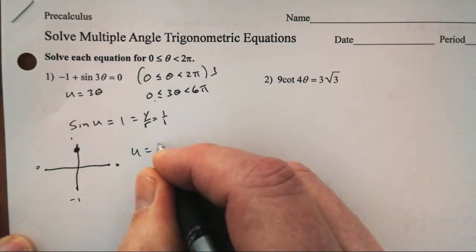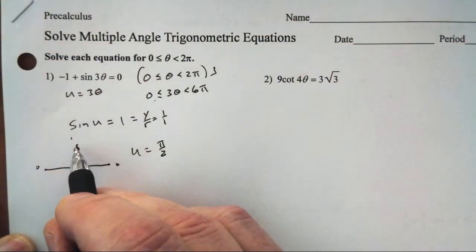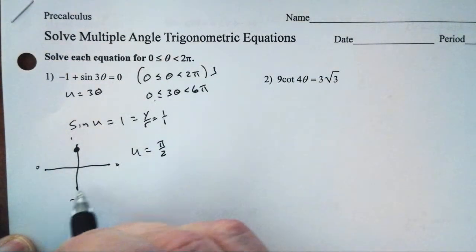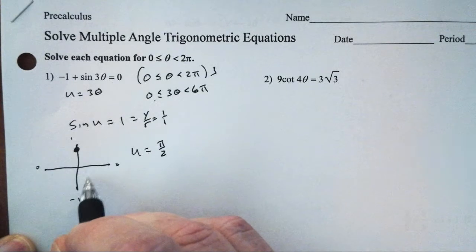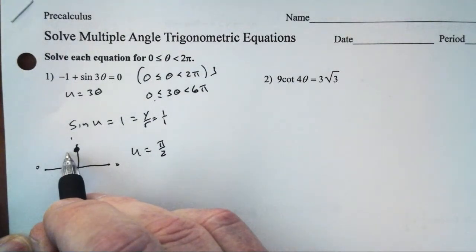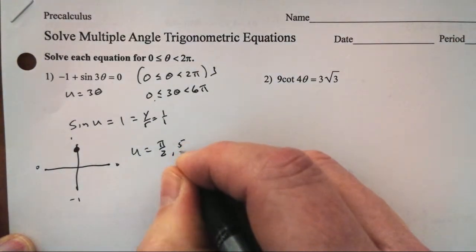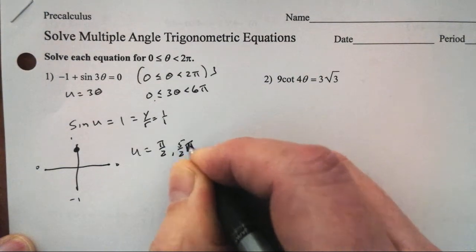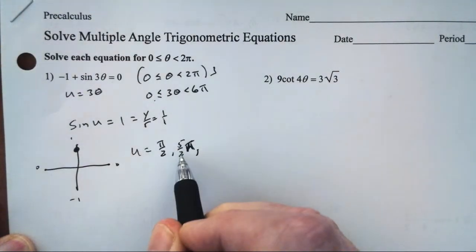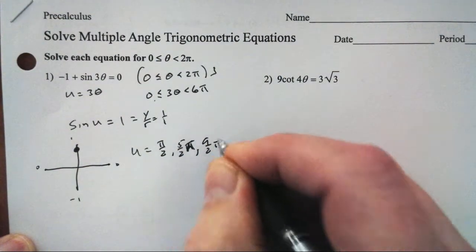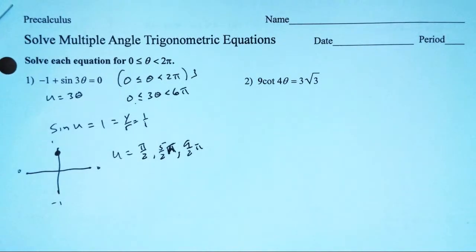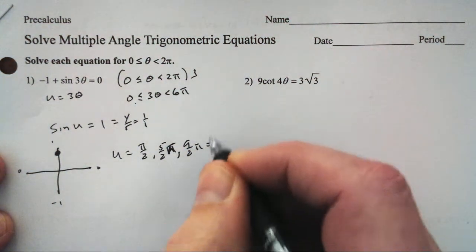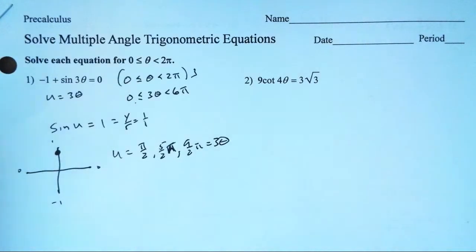So u is pi on 2. 4 halves pi later, right? That's a full revolution. 4 halves pi later, 5 halves pi. And 4 halves pi later, 9 halves pi. That's what u is. But don't forget, u is what 3 theta is. We may end up not talking about u if things are going well by the time we're done with this.